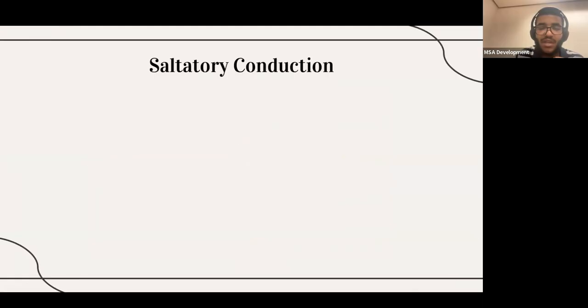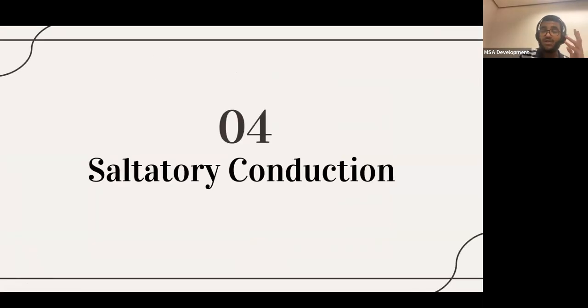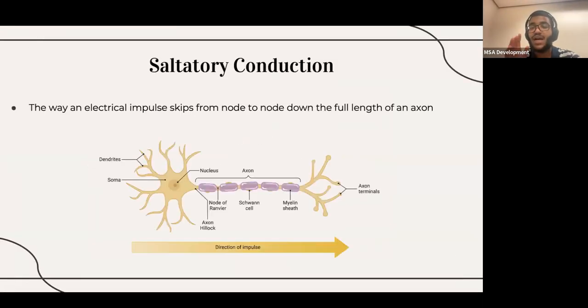Go through it quickly. Now, let's talk about saltatory conduction, or how action potential is transmitted through the axon. We know how it's generated in one region, but we don't know how it travels through the axon and reaches the axon terminal. And we also know how it reaches from the axon terminal to the next neuron, hopefully by now.